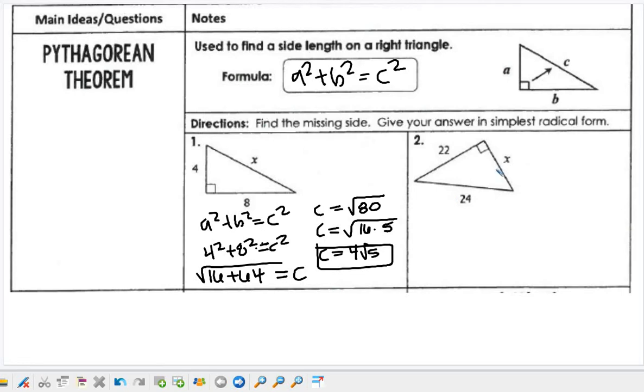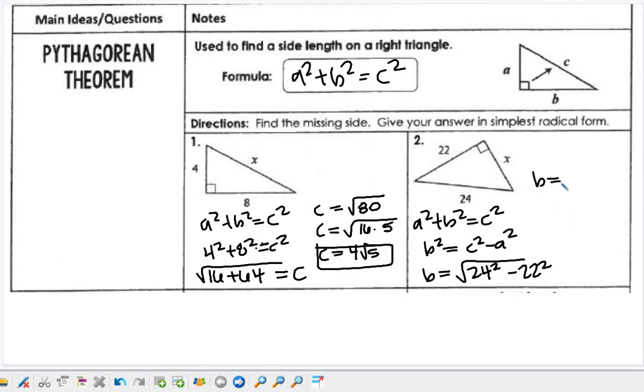Now, it doesn't matter whether you label it a or b, you're going to get the same answer. So a squared plus b squared is equal to c squared. So we'll just go with b. So b squared is equal to c squared minus a squared. So b is equal to the square root. c squared is the hypotenuse, so order does matter. 24 squared minus 22 squared.